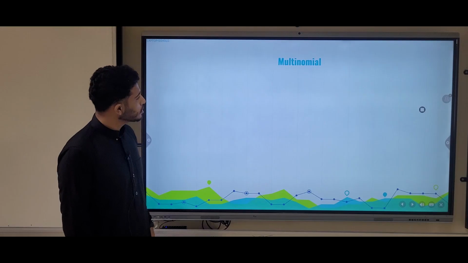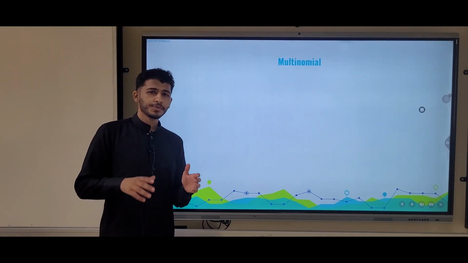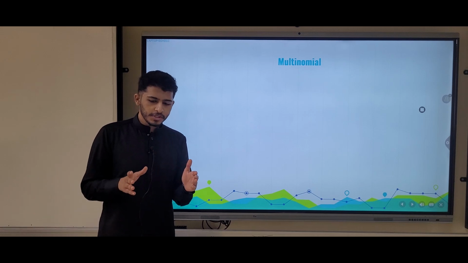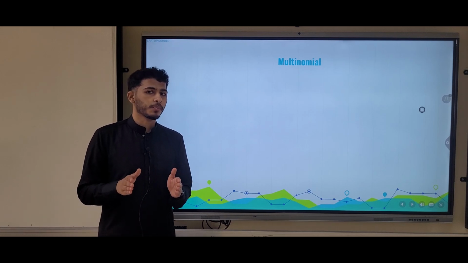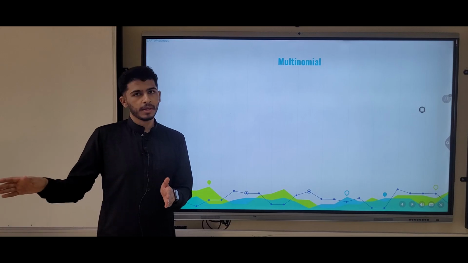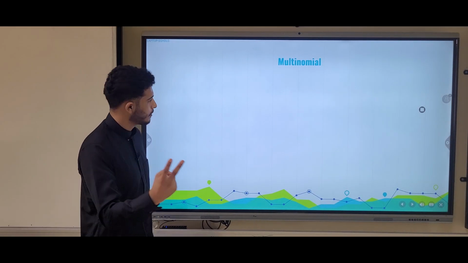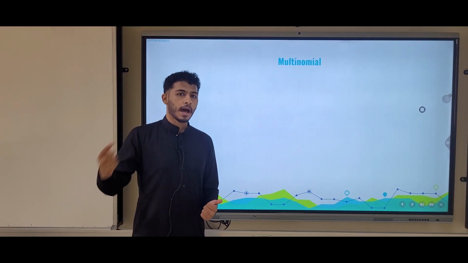Now let's talk about the multinomial distribution. The multinomial distribution is like the older brother of the binomial distribution. In the binomial distribution, it was binary. That's where the binomial comes from: the bi here comes from binary. There are only 2 outcomes that we have. Here we have multiple outcomes.